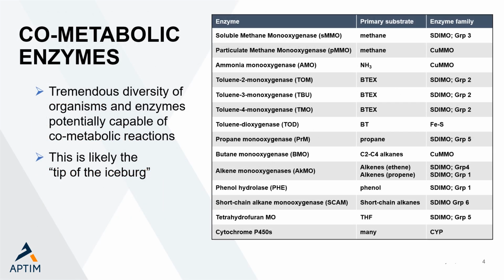So there's a very wide variety of cometabolic enzymes and a tremendous diversity, and this is likely the tip of the iceberg. Scientists are finding more and more of these types of enzymes. But some that you see on the list are soluble and particulate methane monooxygenase. These are enzymes possessed by methanotrophic bacteria, those that grow on methane. Ammonia monooxygenase, some different types of oxygenases that break down toluene and propane. Butane, some different alkene monooxygenases, and then a range of others as we move along that all have these types of cometabolic activities.